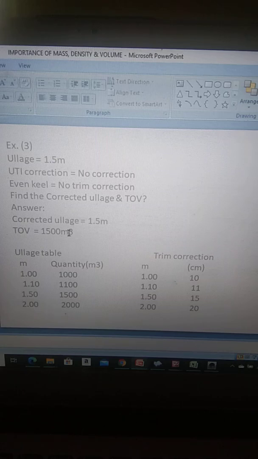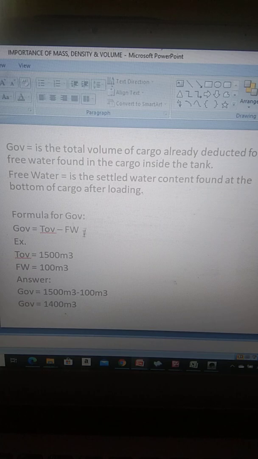Okay guys. Now we will go to GOV, gross observed volume. GOV is the total volume of cargo already deducted for free water found in the cargo inside the tank. Okay guys. Free water is the settled water content found at the bottom of cargo after loading. Okay guys. So we go to the formula for GOV. GOV equals TOV minus free water.